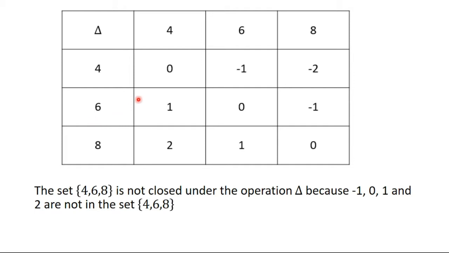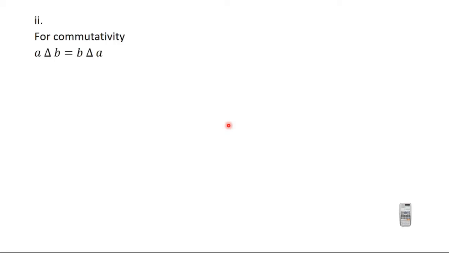So for the set to have been said to be closed, all these must be either 4, 6 or 8. But since negative 1, 0, 1 and 2 that are in the table are outside the set, or are not in the set, we say that the set is not closed under the operation delta. Now let's move on to the next part.